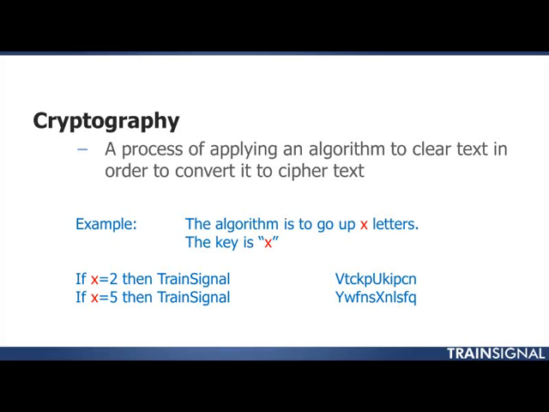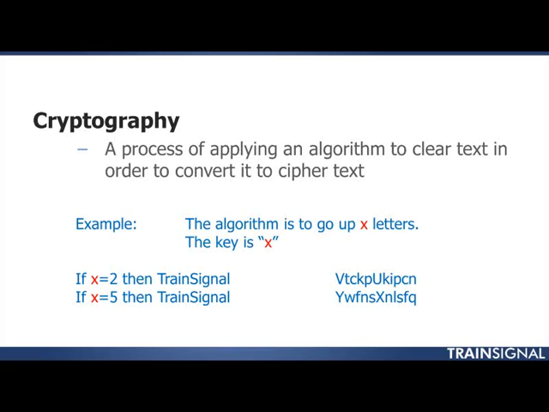I did that as simply as taking the T in train signal and going up 2 letters. So you go T, U, V. That's how I got to that V. The R in train signal, you go up 2 letters, R, S, T. That's why you got a T there. That is how that formula works.